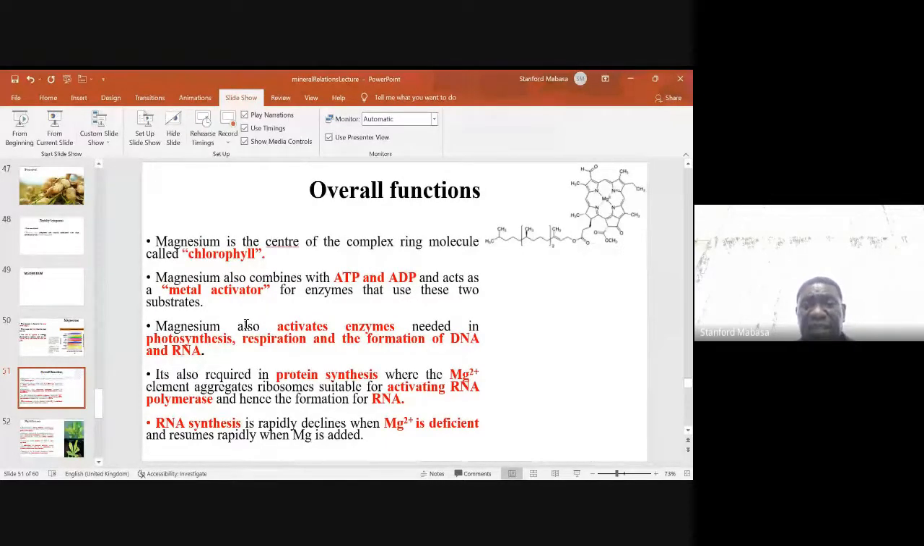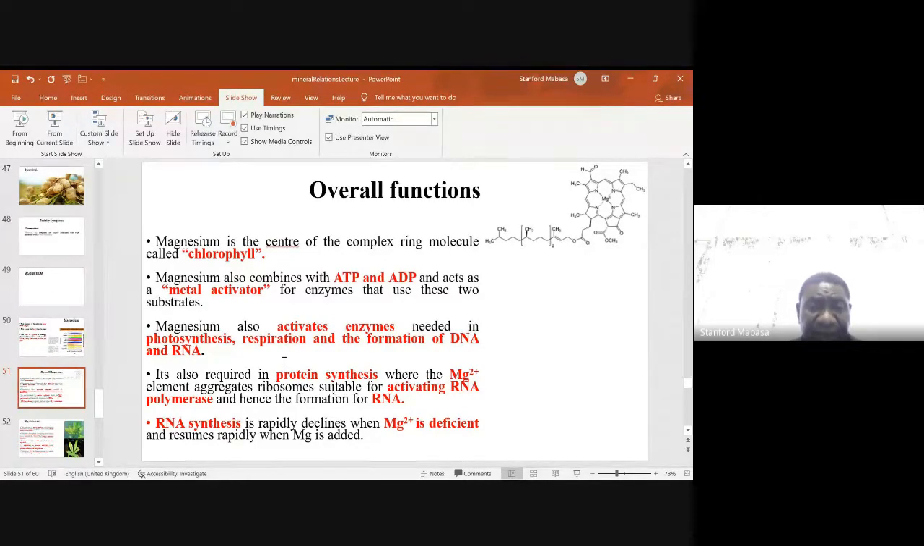Now, magnesium can also combine with ATP and ADP as a metal activator for the enzymes that use these two compounds when they change from one form into the other form. Apart from that, magnesium also activates enzymes needed in photosynthesis, respiration, and formation of DNA and RNA.